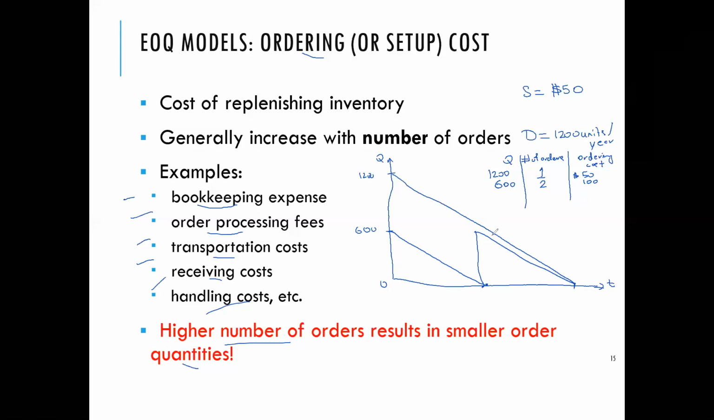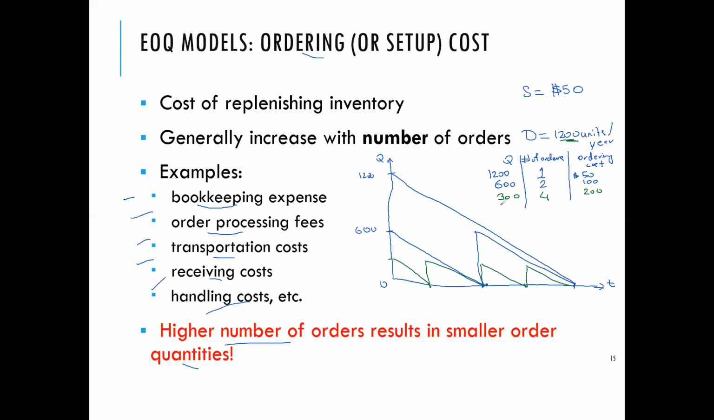So now, let's say we are still not happy with this. We'll say, okay, let's place a very small order of 300. How many orders will we place in a year? To fulfill the demand of 1200 units in a year, we will place 4 orders and our cost goes up to $200. So 300 would be something like this. So 1, 2, 3, and 4.